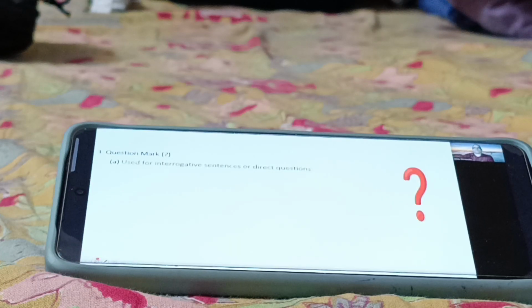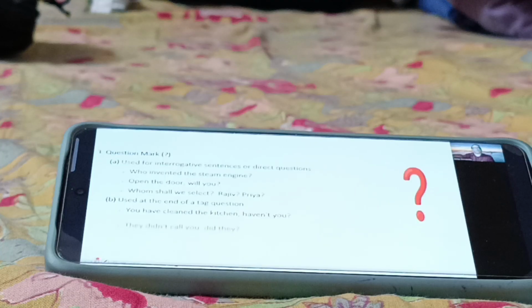Now question marks. Used for interrogative sentences or direct questions. When you're asking questions, always end with a question mark. Who invented the steam engine? Open the door, will you? Whom shall we select? Rajiv, Priya? So instead of saying Rajiv or Priya, putting a question mark, leaving the answer to the audience. Used at the end of a question tag. You have cleaned the kitchen, haven't you? They didn't call you, did they?